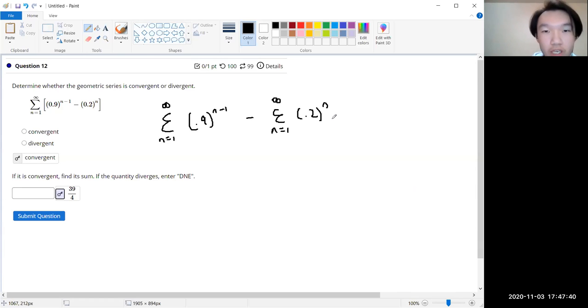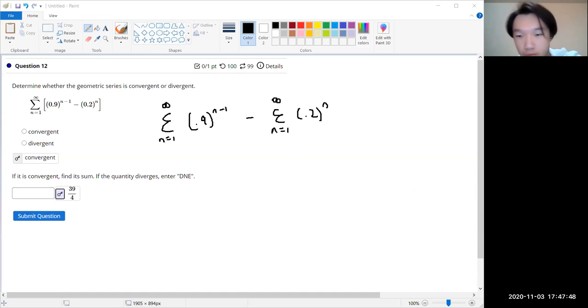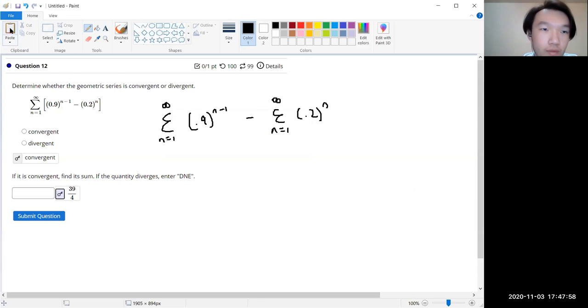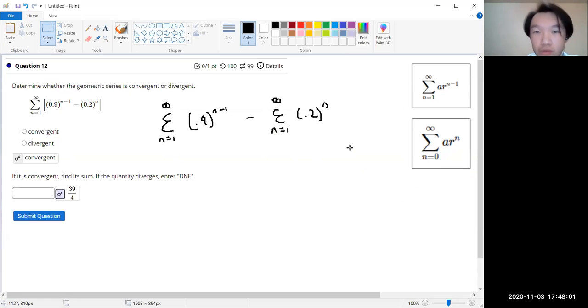All right, so you want to get both of them in the form of a geometric series. So let me just get those for reference. All right, so here are the two forms. You want to get in one of those two forms, because once you do, you can say the sum is a over 1 minus r. So the first series, is it in one of those two forms? Can you tell?